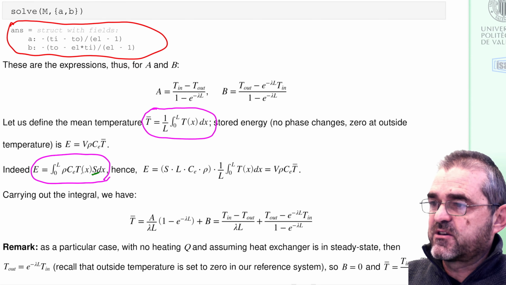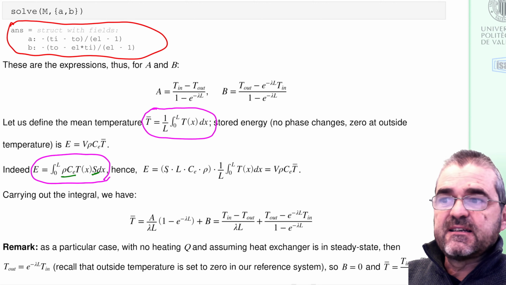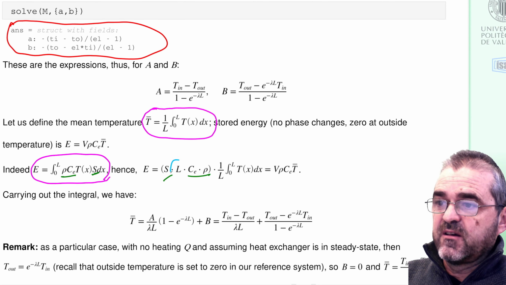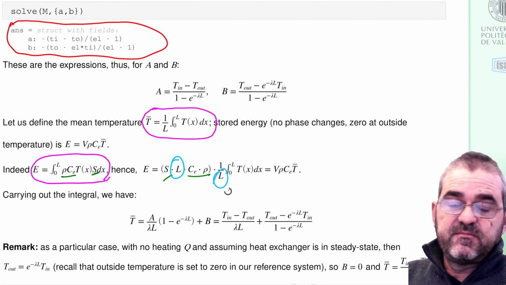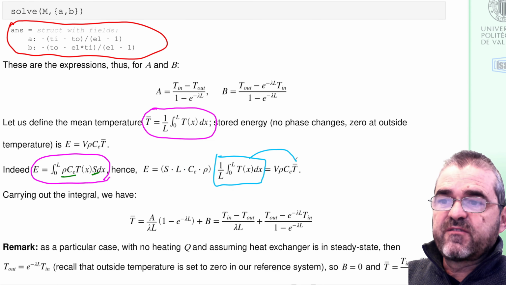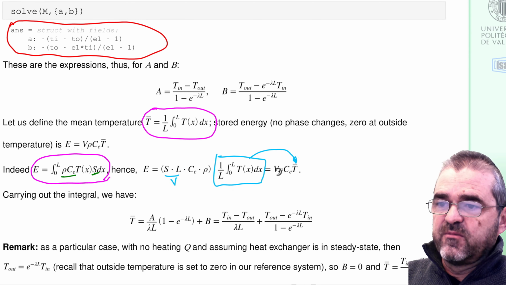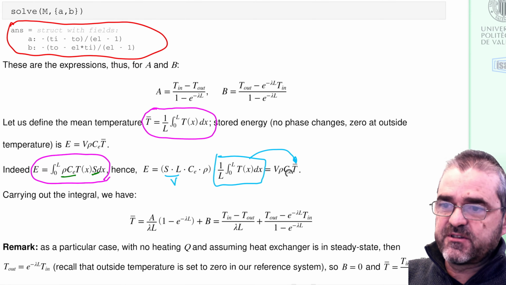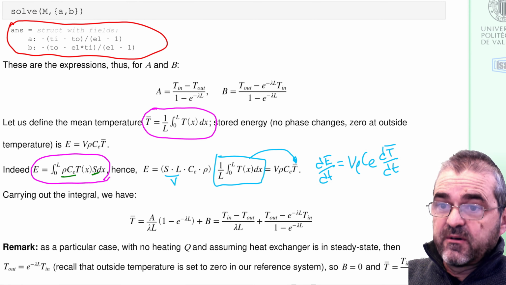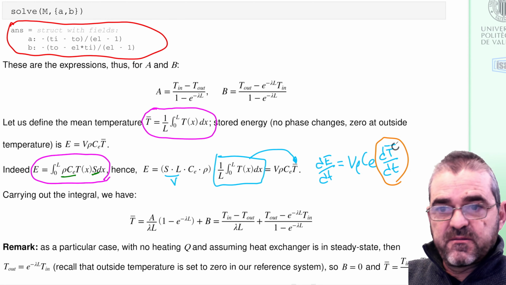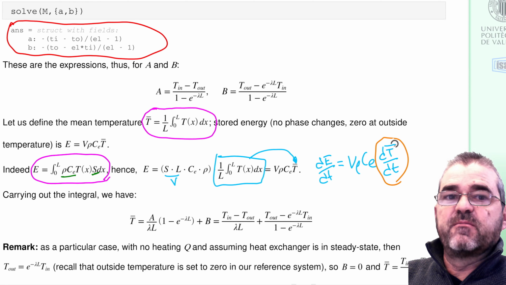Now we can realize that this constant, S rho Ce, can just exit the integral. If I multiply and divide by L, nothing changes, but now I have here this average temperature, and volume times density is total mass: mass, specific heat, average temperature. So indeed, this average temperature is the one we will need in our power, or energy per unit time, balances. We'll get this derivative, so this will be the state variable in my models.